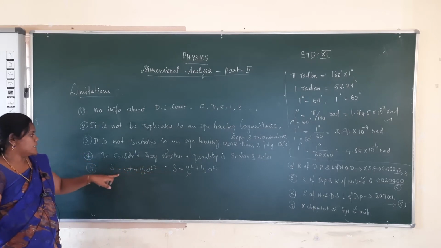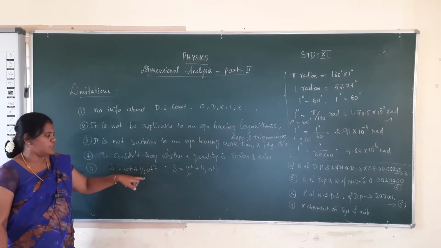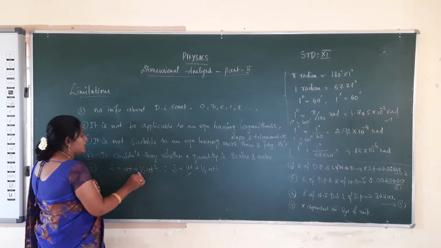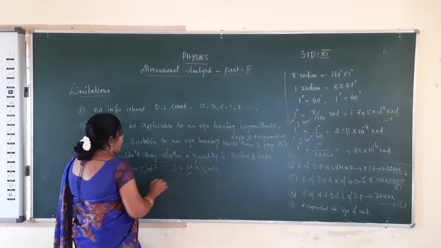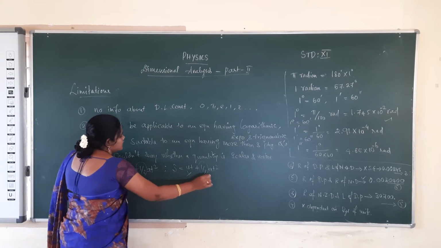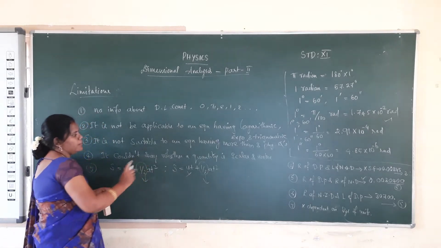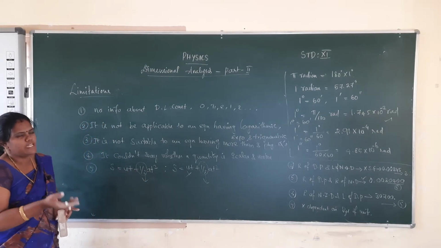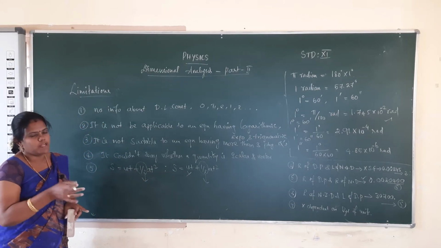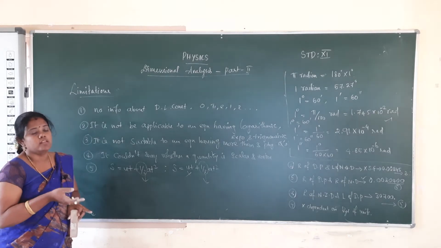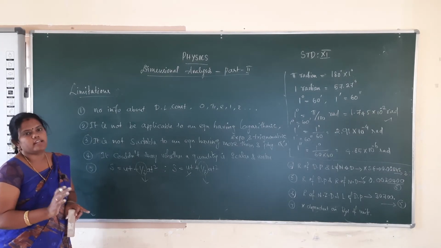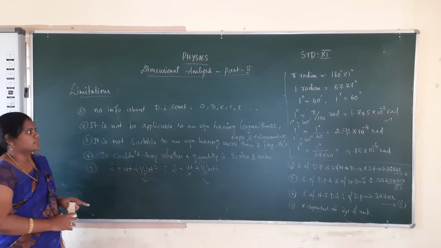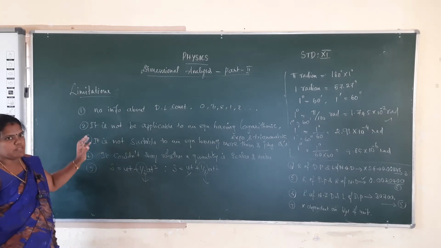Okay, so s is equal to ut plus half at square is the second equation of motion, because the numerical values 1 by 2 and 1 by 3 do not have dimension. They have no dimension, so when you apply dimension analysis, both sides will be equal, so the two equations will be dimensionally correct, but only the first equation is absolutely correct, and the second equation is not. Those are the limitations of dimension analysis.